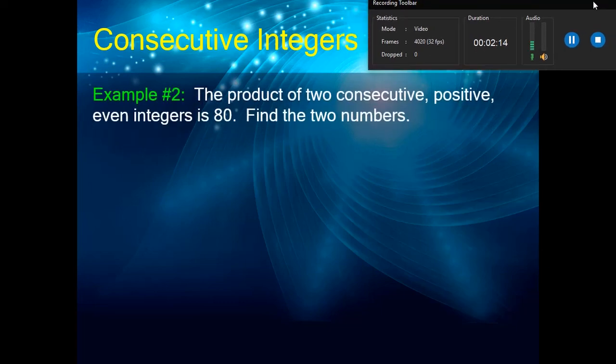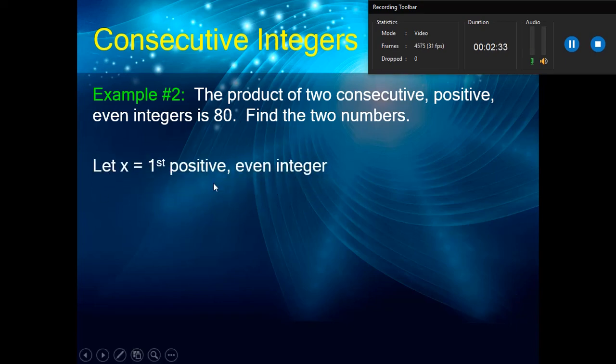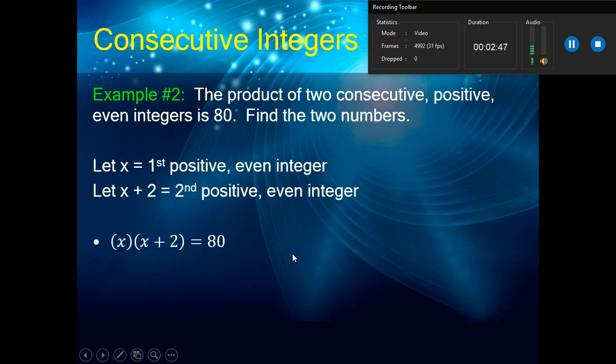In number 2, we're going to go back to reviewing consecutive integers. So be careful with the description. It says the product of 2 consecutive positive even integers is 80. So when you deal with consecutive evens, we know the first one is always x. But to get to the next even number, I'm going to have to go 2 digits away. So the next consecutive even integer is x plus 2. And then the third is 2 more away from that, so x plus 4.